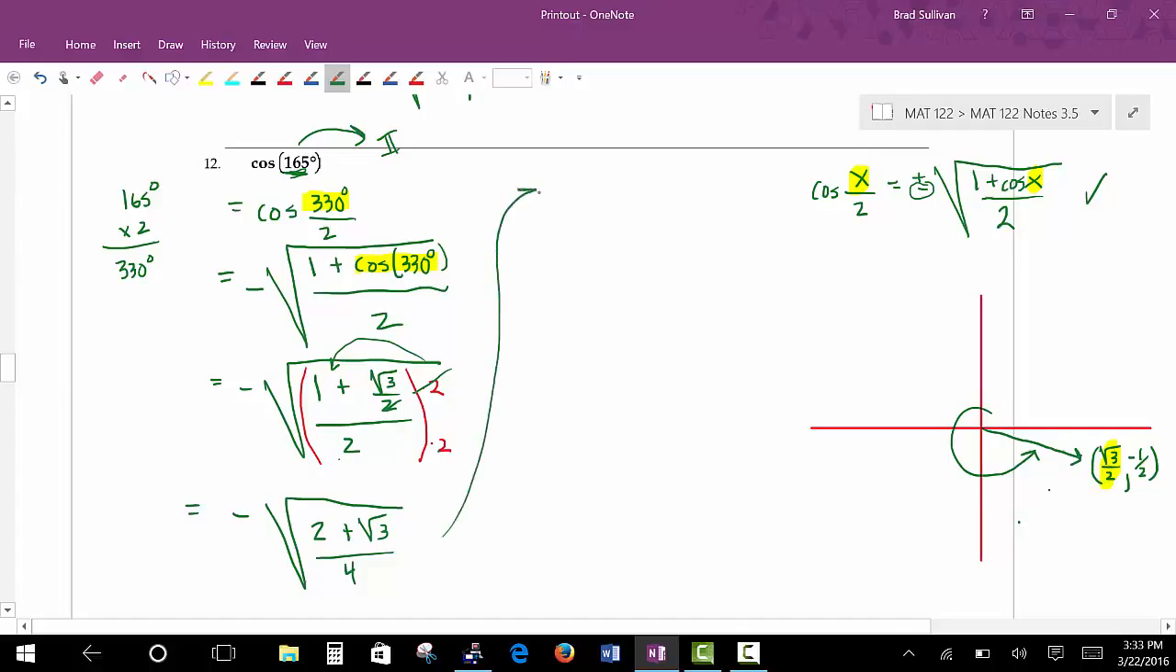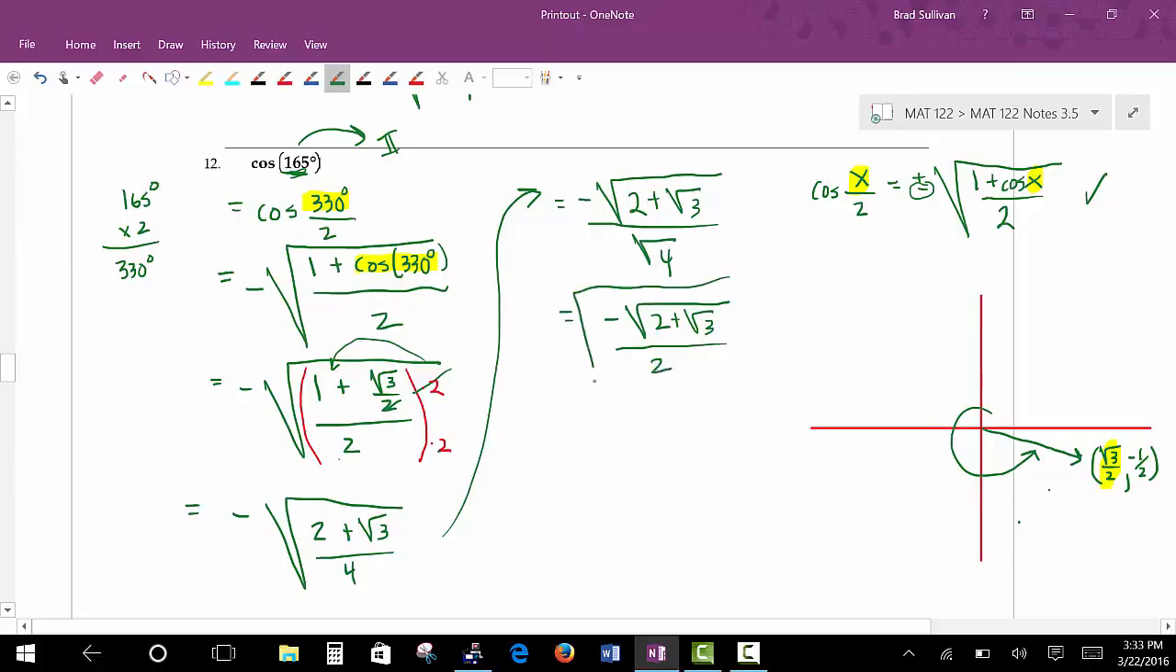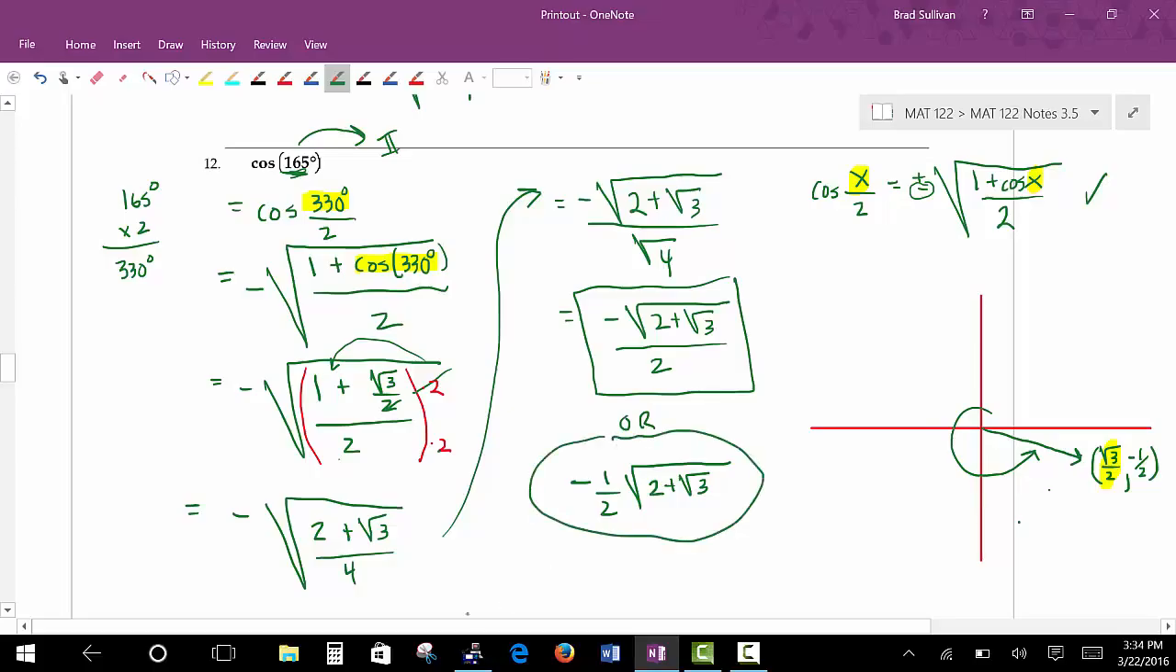So we have that. Now I'm going to just break it up into the numerator, which is 2 plus root 3, and the denominator is square root of 4. So we get an answer: negative square root of 2 plus square root of 3, all over 2. And that's it. You can have that radical under a radical. You can also write the answer as negative 1/2 times the square root of 2 plus root 3. I kind of prefer the first way, but either of these two answers are mathematically correct.